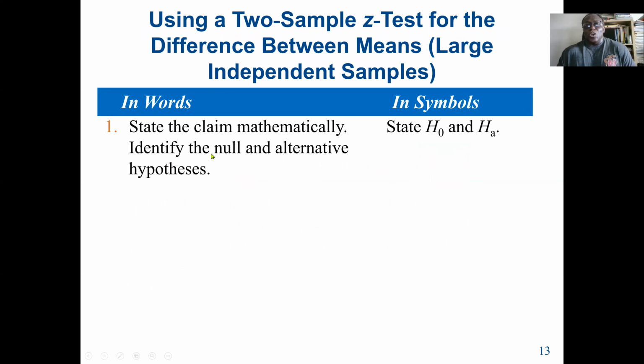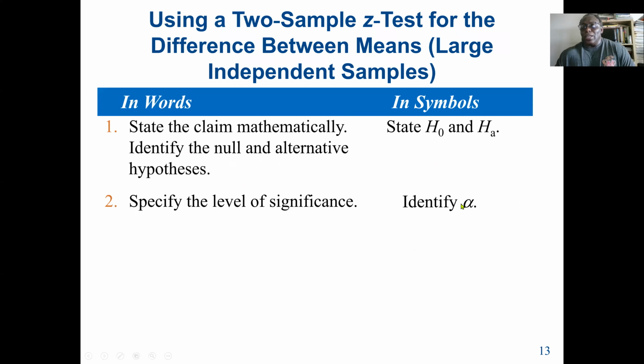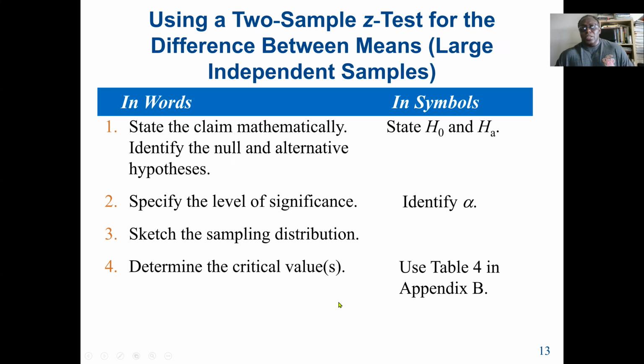So let's put these steps all in words and also in symbols. We know that in hypothesis testing, the first thing we do is state our H0 and HA. Second, we identify our significance level, the same step as in the previous hypothesis testing using only one population. Here we are using two populations or two samples, but we still have to identify our alpha value. Then we sketch our sampling distribution, which will look like a normal distribution. Then we determine the critical value. Here we are doing the Z test, so we use the standard normal table, Table 4.